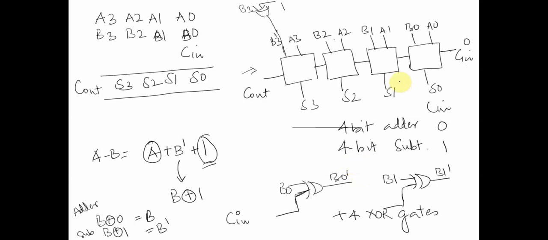If Cin is 1, my input is 1, each of the B operators will be B complement, and basically I would be achieving this particular functionality. So this will become a subtractor. This is one of the subtractor circuits which I wanted to talk to you about in this particular lecture.